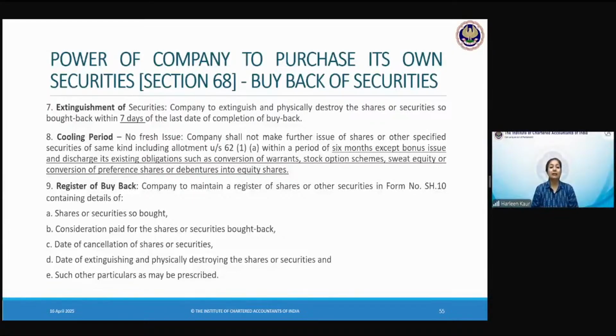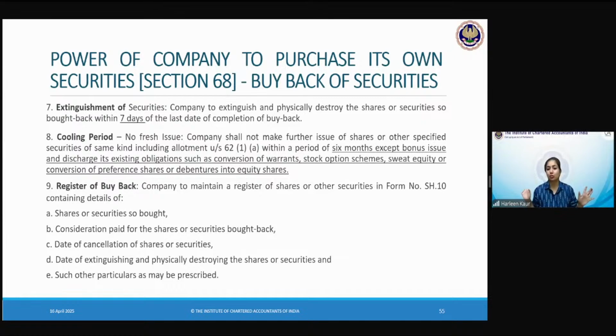Now, there is a cooling period. No fresh issue of shares will be made. You are going back to buy back your own securities, you are buying your shares, and now you again go for a further issue of shares. You have so much money that you purchased your own securities back, and now you come up saying again that you are in need of money. For 6 months, you are not going out to the public asking for a further issue of share capital.